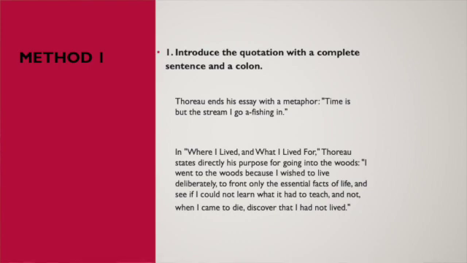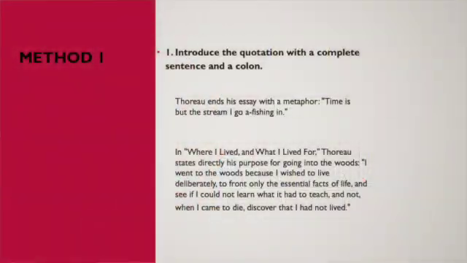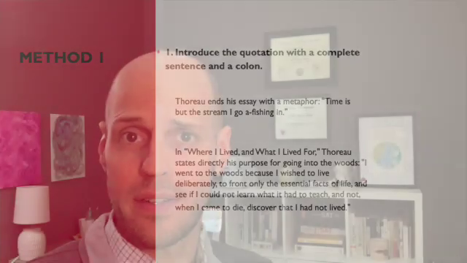Example, Thoreau ends his essay with a metaphor: time is but the stream I go fishing in. Now, why are we using a colon there and not a comma, which is a tendency? That would be a grammatical error. Why? Because you're talking about an independent clause before that. Thoreau ends his essay with a metaphor. That's a full sentence. Subject, verb, full thought. So you would use a colon there. The second part of that sentence is explaining the first part. That's what you're using the colon for. Time is but the stream that I go fishing in.